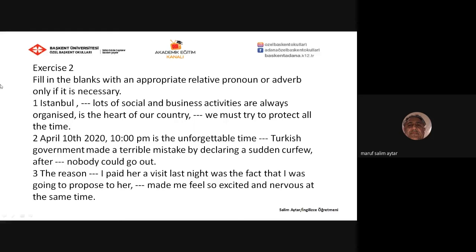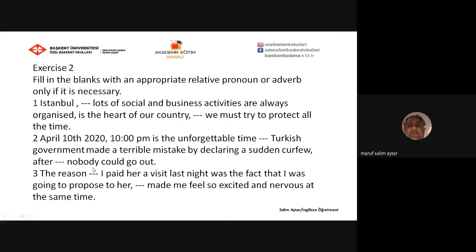April 10th, 2020, 10 p.m. is the unforgettable time. Unforgettable time. Yes, it refers to time. Turkish government made a terrible mistake by declaring a sudden curfew after. Okay, this might refer to the whole sentence here.